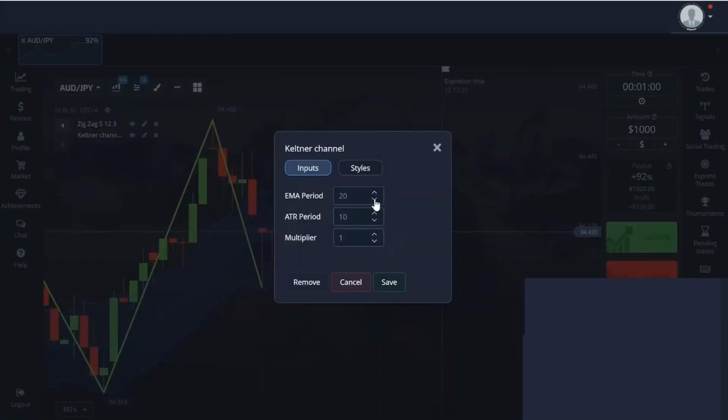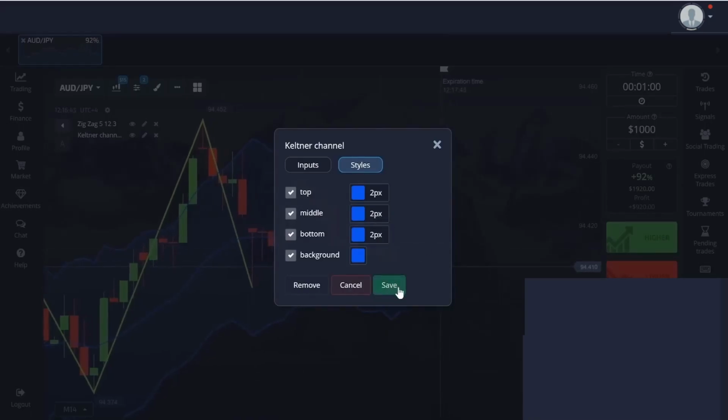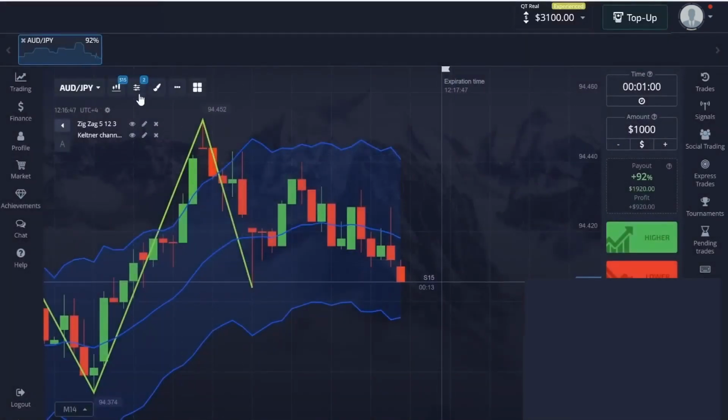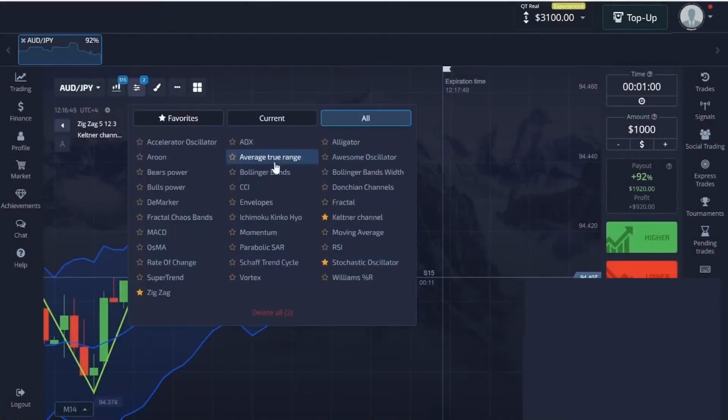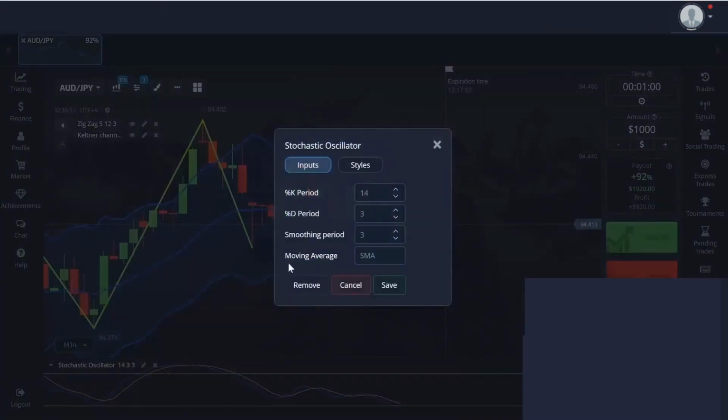and very effective. I change periods to 19, 11, and 2. As for the colors, let's leave them the same. Just thicken the lines. The third and last indicator of this method is the stochastic oscillator. The periods are 15, 3, and 3. Let's install double MA.